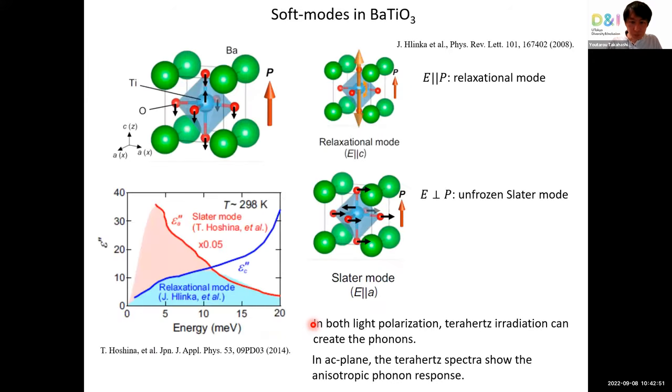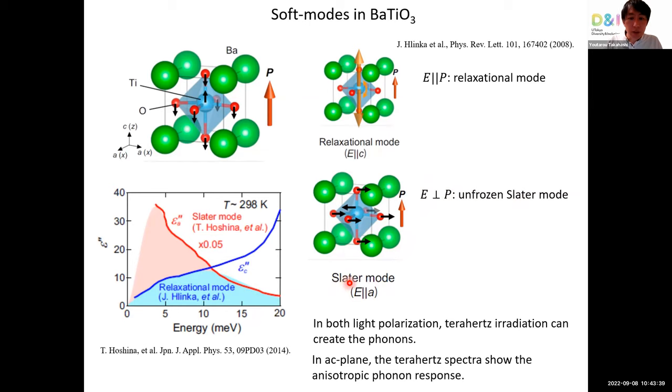Okay, so to demonstrate the phonon shift current, we use the famous barium titanate. This barium titanate in the tetragonal phase at around room temperature has two different phonon modes. One is a relaxational mode. This mode is a fluctuation of the spontaneous polarization and is polarized parallel to the spontaneous polarization. This spectrum is this blue shaded one. And you also have the underdamped Slater mode. This is a soft mode of this system.